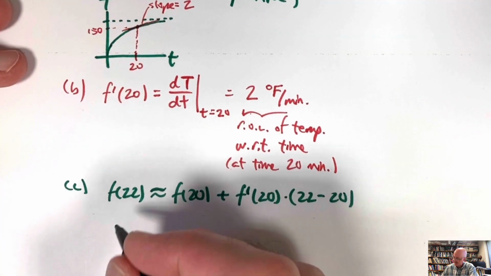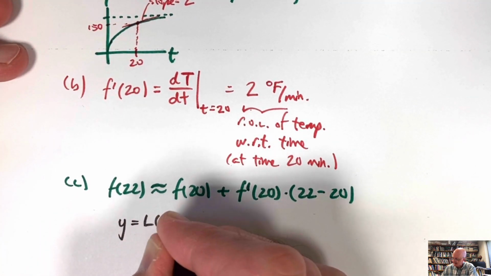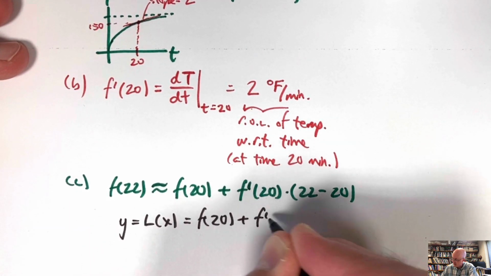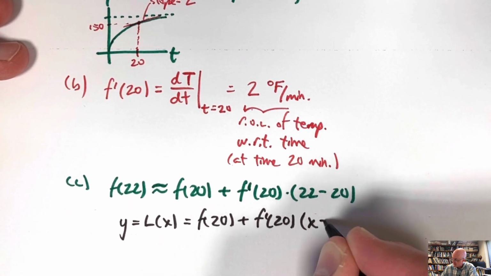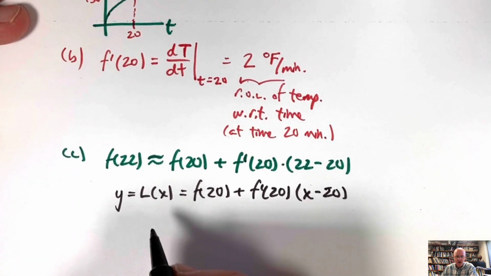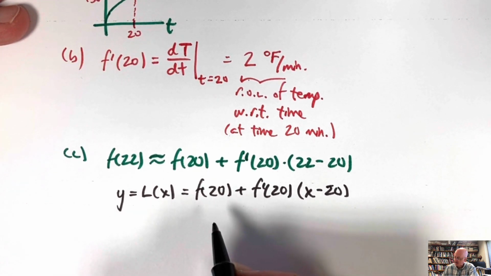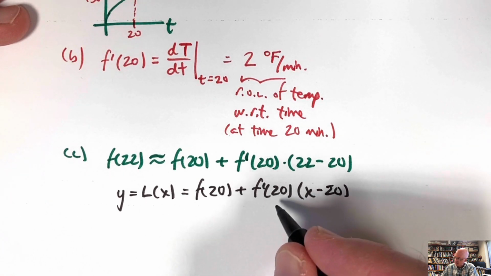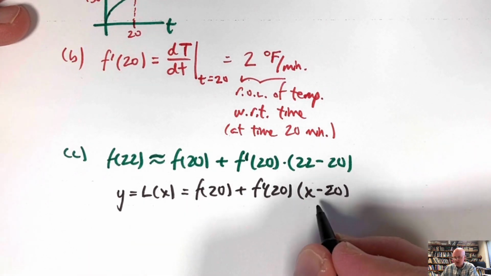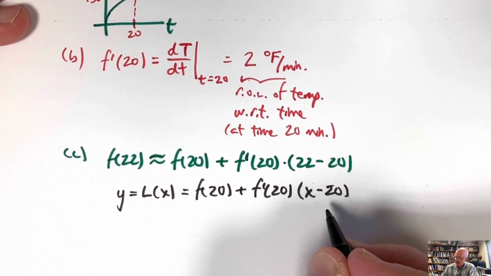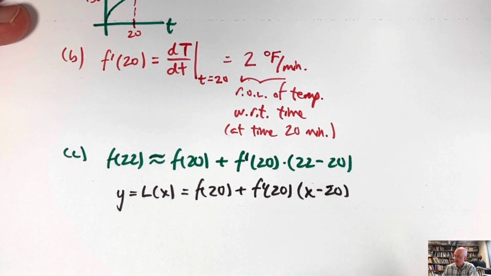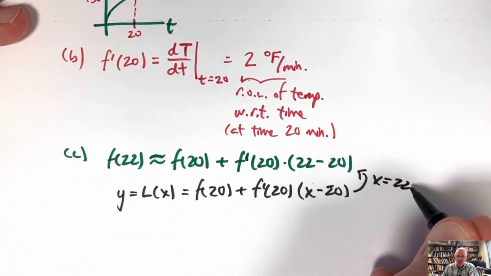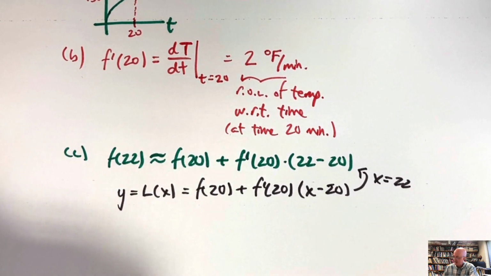If you want, you could write y equals L of x equals f of 20 plus f prime of 20 times x minus 20 as the equation of a function whose graph is the tangent line. There's your slope. It gets multiplied by x. F prime of 20 is the slope. And yes, when x is 20, this part's 0, and you get f of 20. L of 20 equals f of 20. It goes through the right point. All I did in going from here to here is just plugged in x equals 22, but I didn't say that when I first wrote this down.